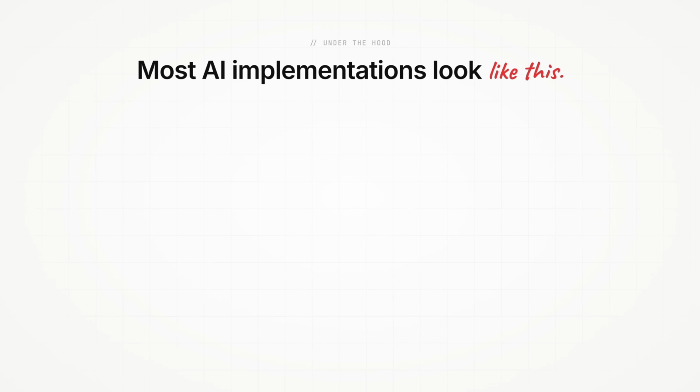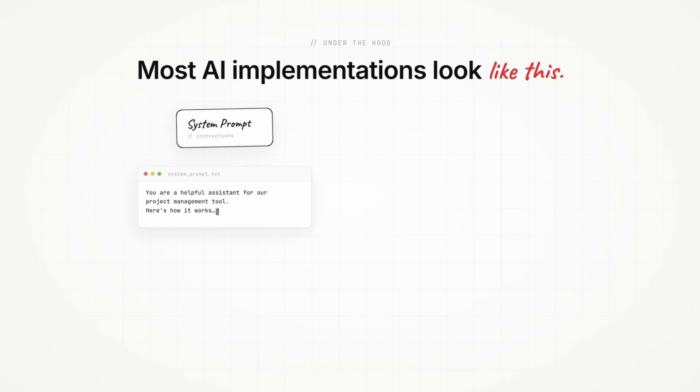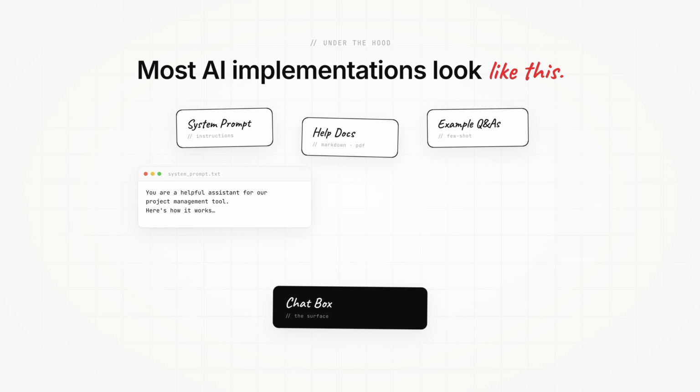And here's what most AI implementations actually look like under the hood. You want to add AI to your product. You write a system prompt: you're a helpful assistant for a project management tool, here's how it works. Then you attach some help documentation, maybe you provide some examples and Q&As, and then you wire it up to a chat box and just ship it.